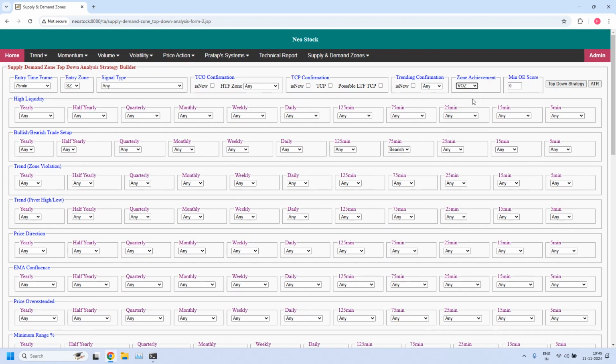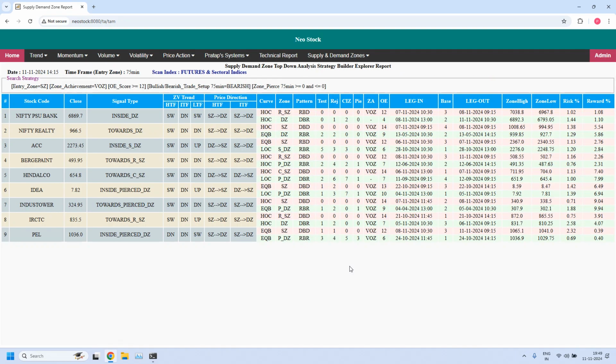Zone achievement violated opposing zone. Minimum order enhancer score is 12. All 3 filters are applied to 75 minute supply zone. Let's verify. We got 9 stocks. All these 9 stocks are supporting bearish trade setup for weekly income trade. Entry time frame 75 minutes and zones are supply zones.